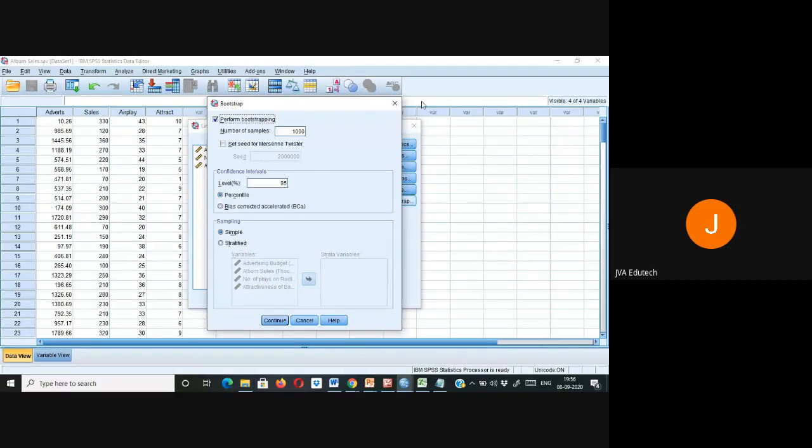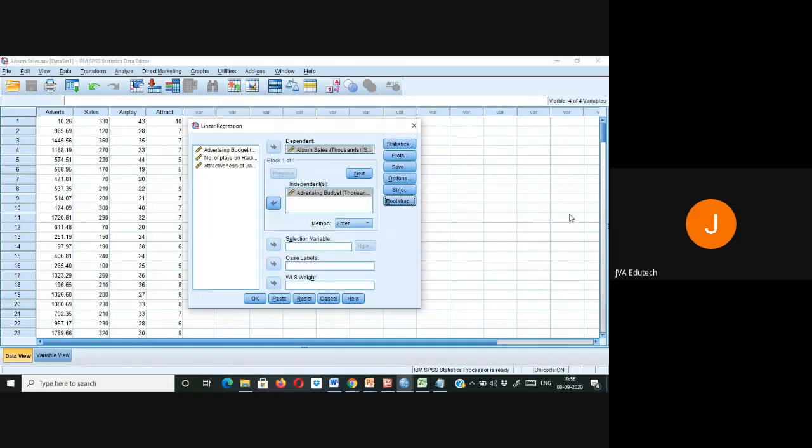Now perform bootstrapping on 1000 samples, though your sample size is 200. Since all these normality assumptions are the outcome of the bias, just choose bias corrected. What it will do is bring your data set into a normal distribution curve. That's it. Now go to continue.